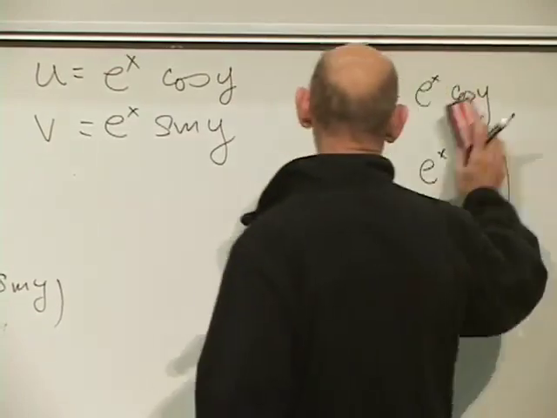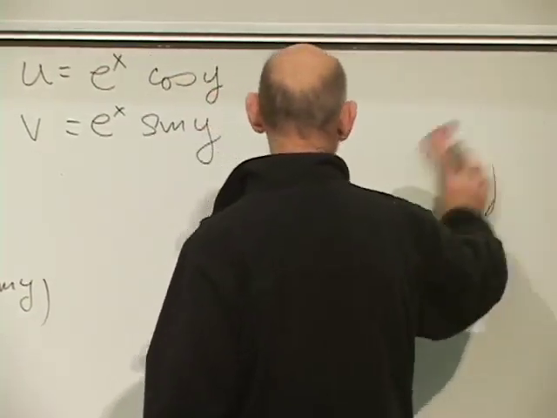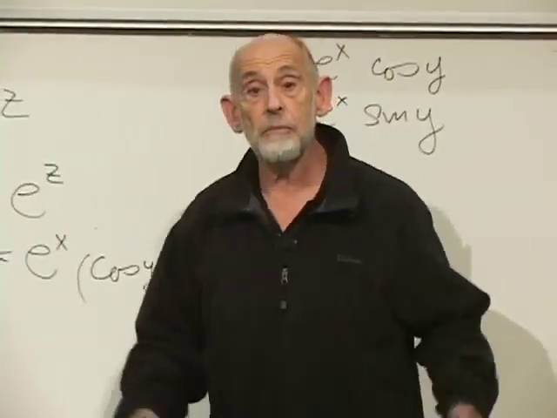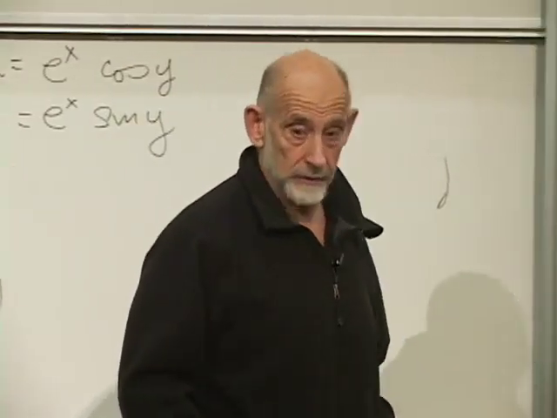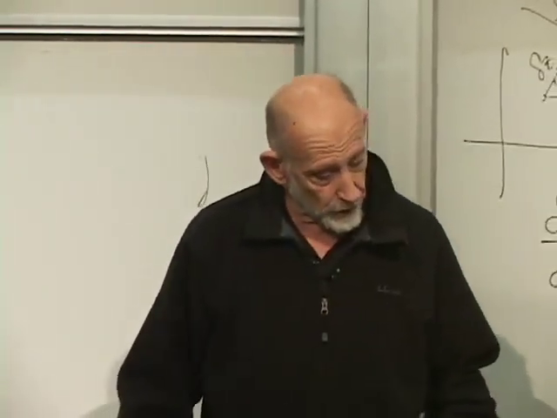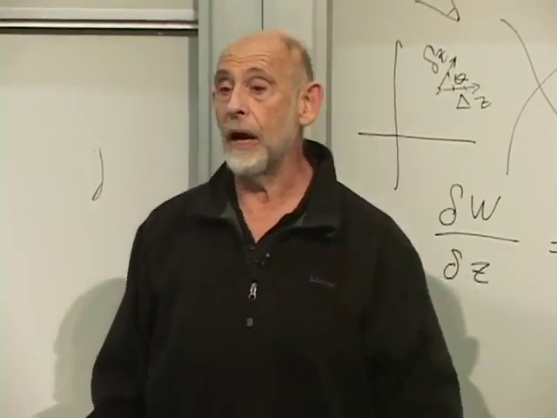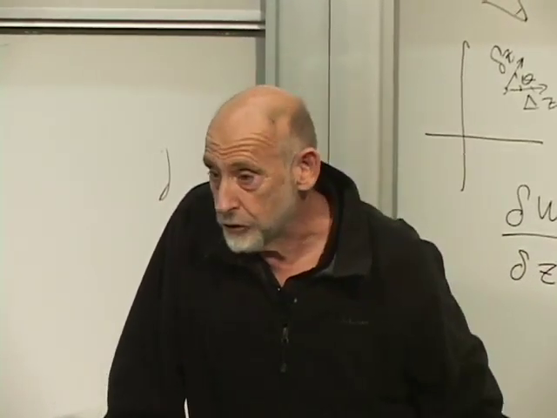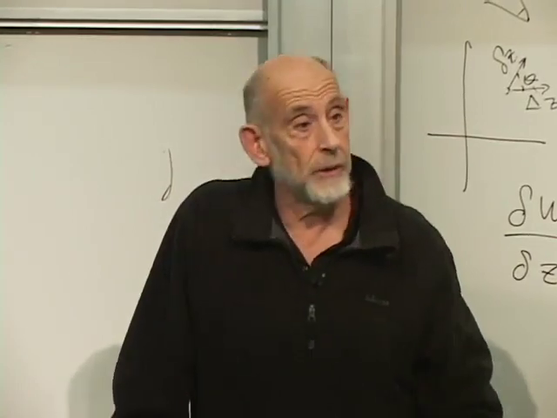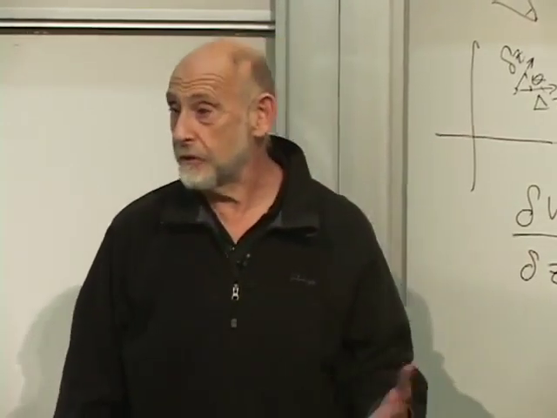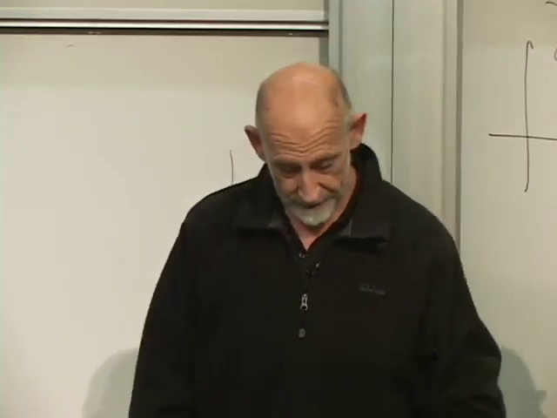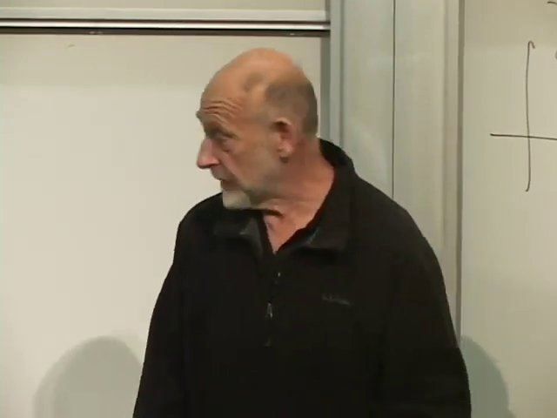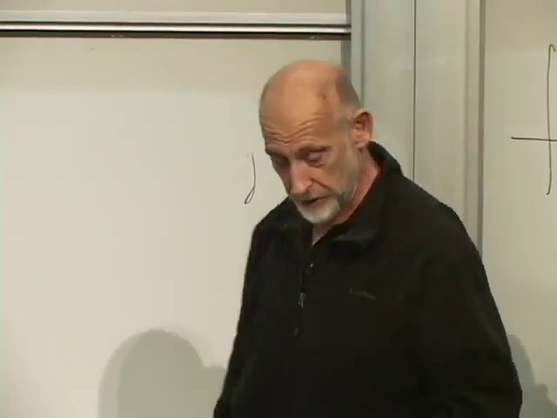All right, so we checked that e to the z is a good analytic function. Sums of analytic functions are analytic. Ratios of analytic functions are analytic except at points where the denominator vanishes. At points where the denominator vanishes, something is infinite, and those are nasty points where everything breaks down.